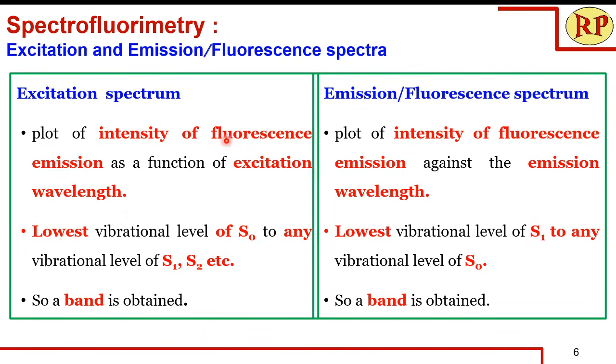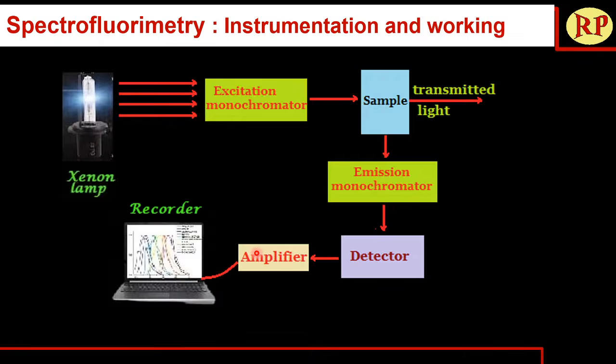And the difference between the excitation and emission spectra. Excitation spectrum is a plot of intensity of fluorescence as a function of excitation wavelength, here as a function of emission wavelength. It happens from the lower vibrational level of S0 to any vibrational level of S1 and S2. This transition occurs from the lowest vibrational level of S1 to any vibrational level of S0, and both the spectra we get in the form of a band.